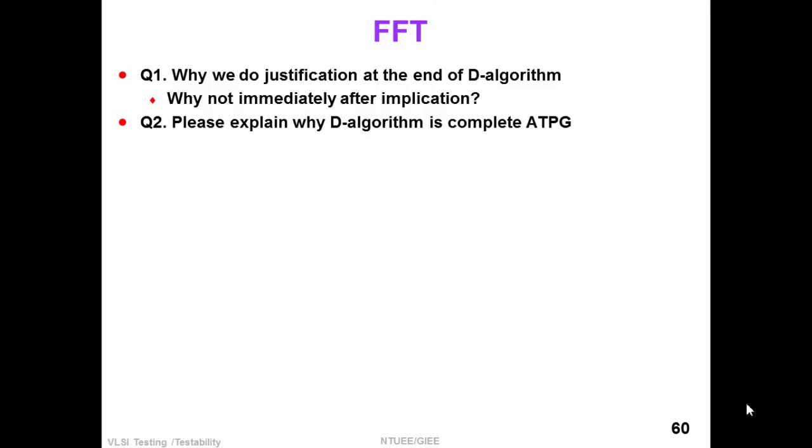Now it's time for questions. I have 2 questions for you. Question number 1. Why do we do justification at the end of the D algorithm? Why don't we just do it immediately after implication? Number 2. Please explain why the algorithm is a complete ATPG algorithm.